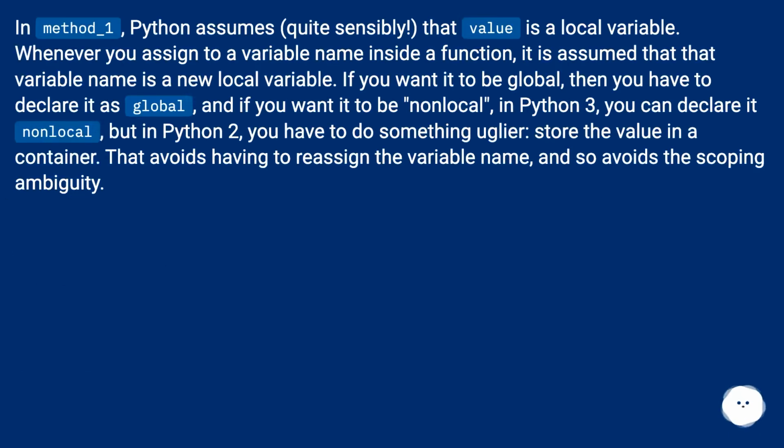In method_1, Python assumes, quite sensibly, that value is a local variable. Whenever you assign to a variable name inside a function, it is assumed that that variable name is a new local variable. If you want it to be global, then you have to declare it as global, and if you want it to be nonlocal, in Python 3, you can declare it nonlocal, but in Python 2, you have to do something uglier, store the value in a container. That avoids having to reassign the variable name, and so avoids the scoping ambiguity.